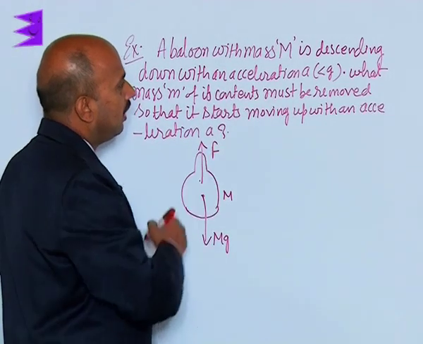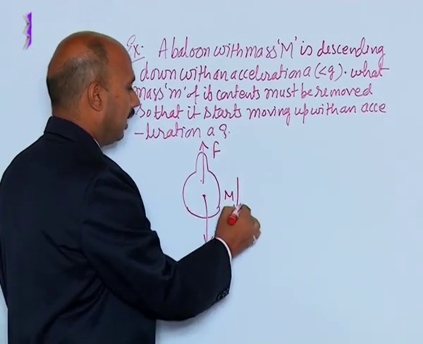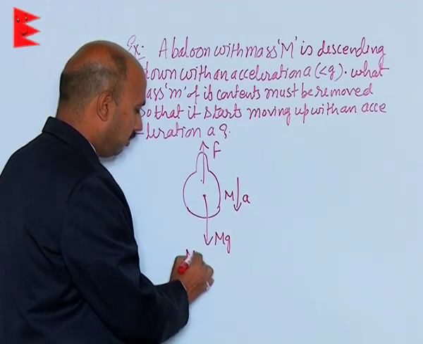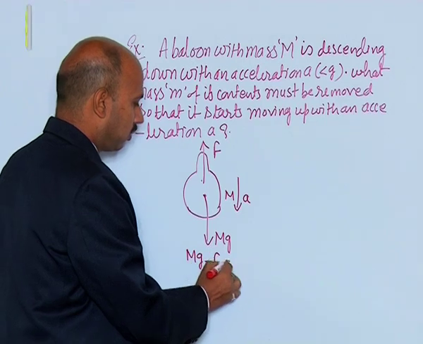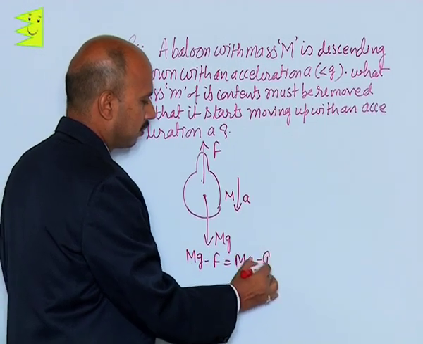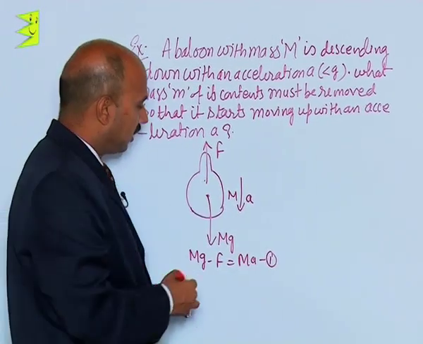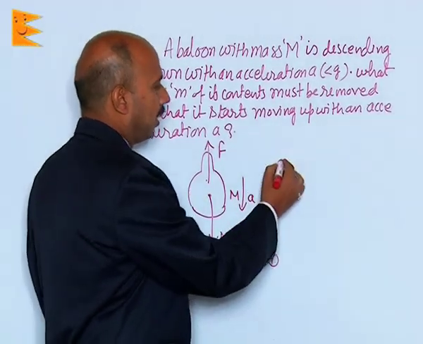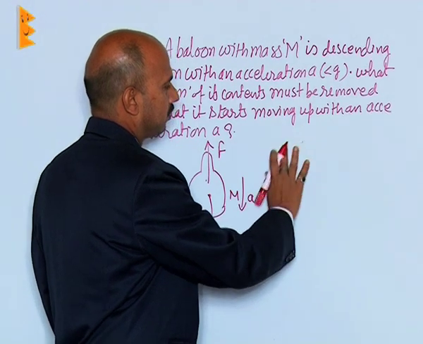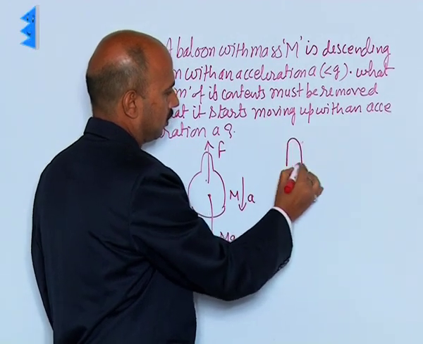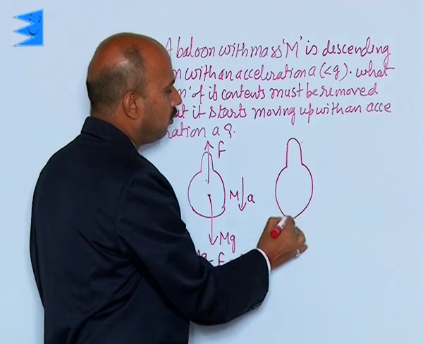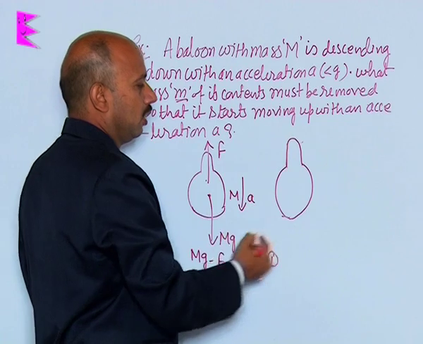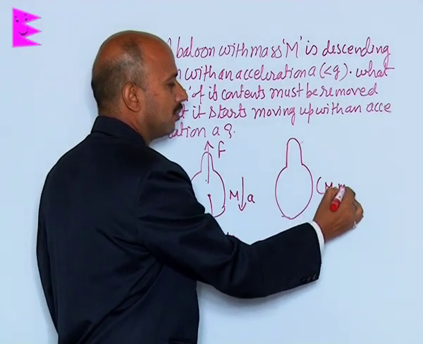Now, this is descending down, coming down with an acceleration a. So, we can write the equation mg minus F is equal to m into a. Newton's second law of motion we have used. Now, if you take another case, suppose you have removed mass small m content. So, now remaining mass is M minus m.